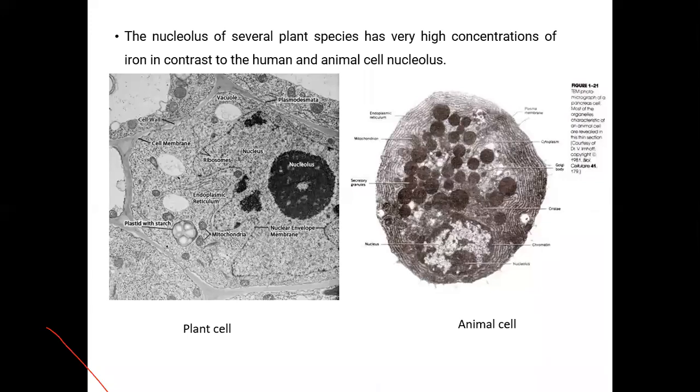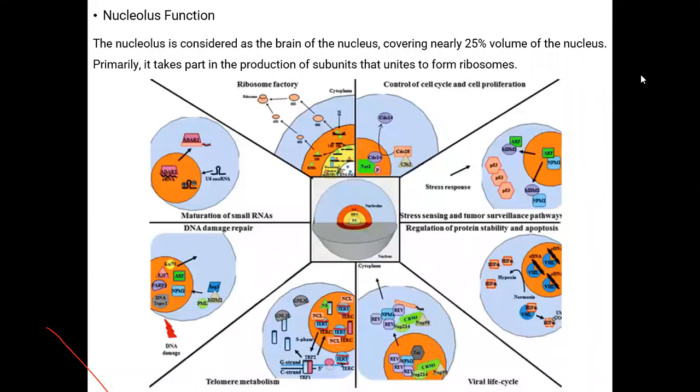Now the functions of the nucleolus. About 25% of the nucleus is composed of the nucleolus. Primarily its function is ribosome production, which is why it is called the ribosome factory. Next is the control of the cell cycle. It also controls cell proliferation, and helps in stress response, that is the stress sensing and tumor surveillance pathway.